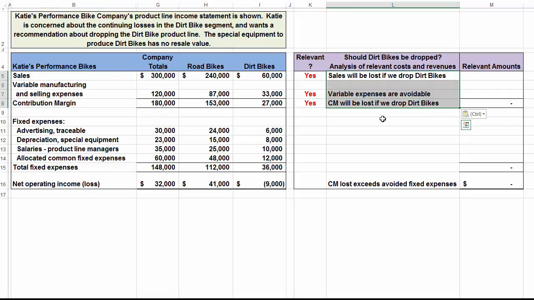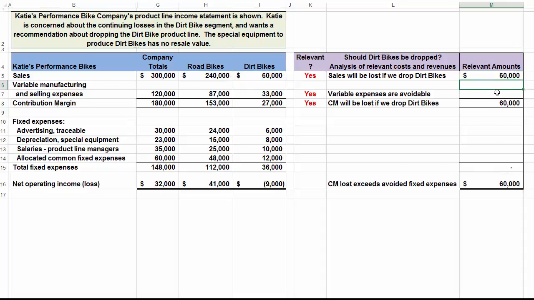I made some notes here about why these costs and revenues are relevant, and we'll go ahead and insert the relevant amounts here. $60,000 we'll lose in revenues. We will lose $33,000 in variable expenses, which is a good thing. We will avoid that, and a contribution margin of $27,000 will be lost as well.